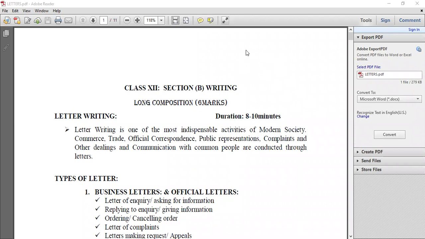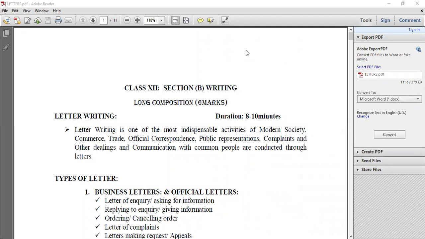Yes, good evening everyone. What we are going to see now is a revision of letters. So letters we need to revise now. Already I have taught you all the types of letters. It is something very important, letter writing. Since we are in higher secondary, senior secondary, we need to standardize the skills of letter writing.